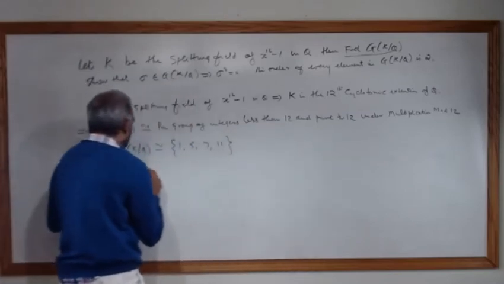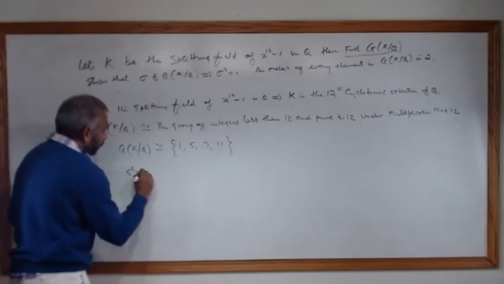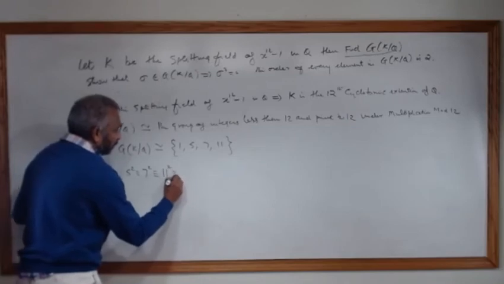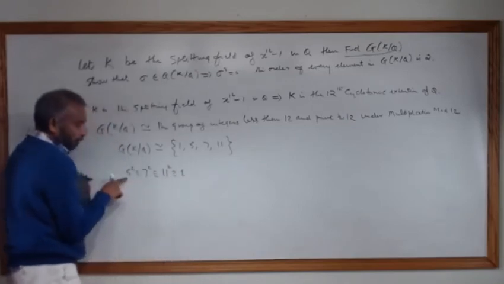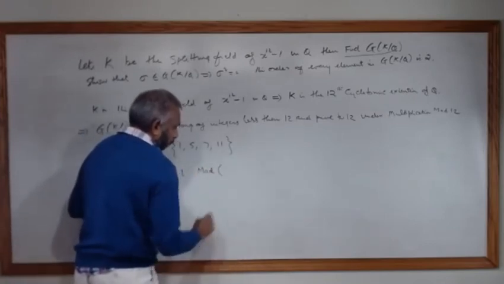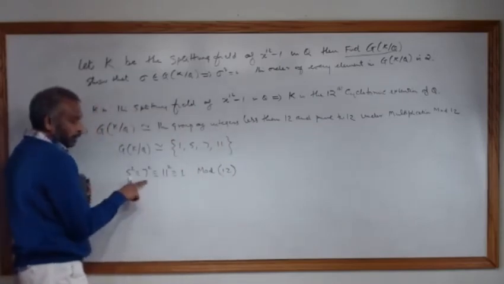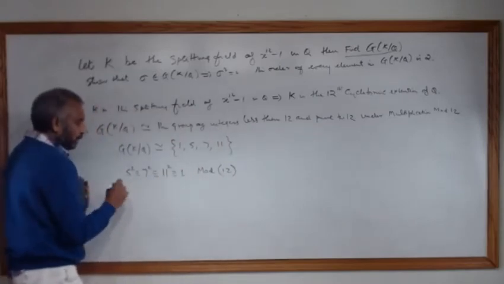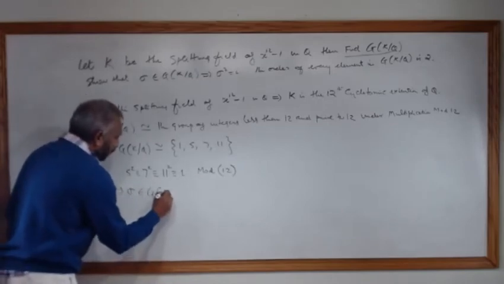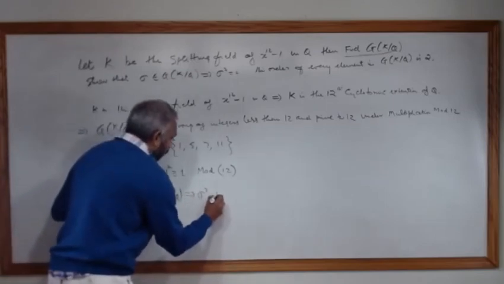So 5 square is equal to 7 square is equal to 11 square is equal to 1. 25, this is actually mod 12, it's 25, so it's 1. 49 is 1. 121, it's 1. So that implies sigma belongs to G of K over Q implies sigma square is equal to I.